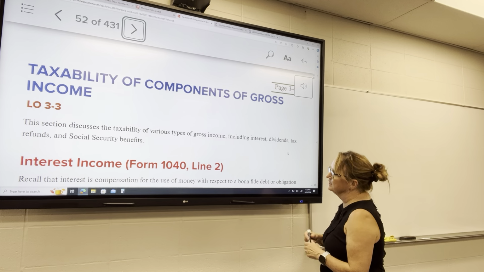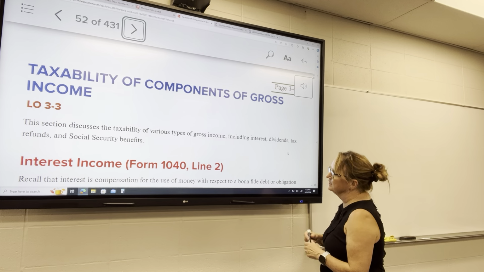You are gonna love this calculation. You're just gonna eat this up. You're gonna be very happy that the software actually does the calculation, but you are gonna do it for our purposes here. All right, so interest income.